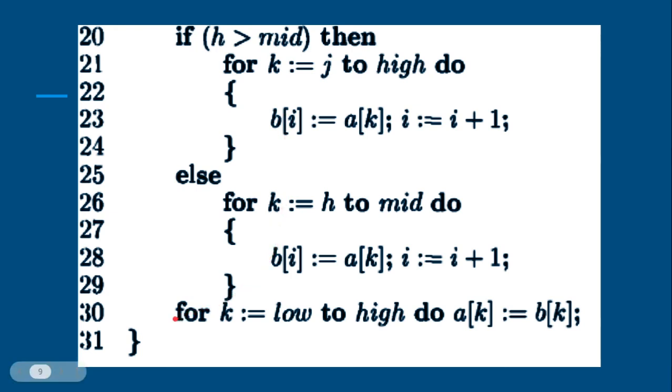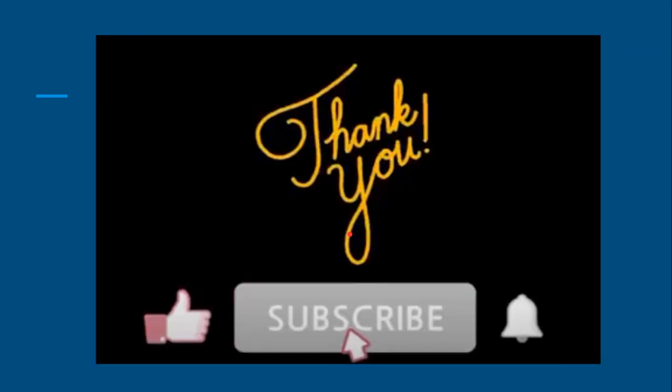Now the for loop for k = low to high copies all the values from the b of k array into the a of k array. So a of k will contain the final completed merged sorted list. That's all the concept of the divide and conquer algorithm, which uses the recursion technique to solve the problem of arranging the elements using the merge sort algorithm. Hope it is easy to follow, and thanks for watching.